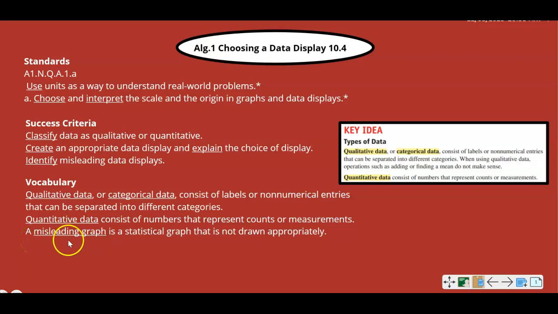And then one more vocab is a misleading graph is a statistical graph that is not drawn appropriately. So it can be misleading if the graph is not drawn appropriately. So maybe the scale is off, or maybe there's stuff on the graph that causes it to be misleading. And we will look at some examples of that today.